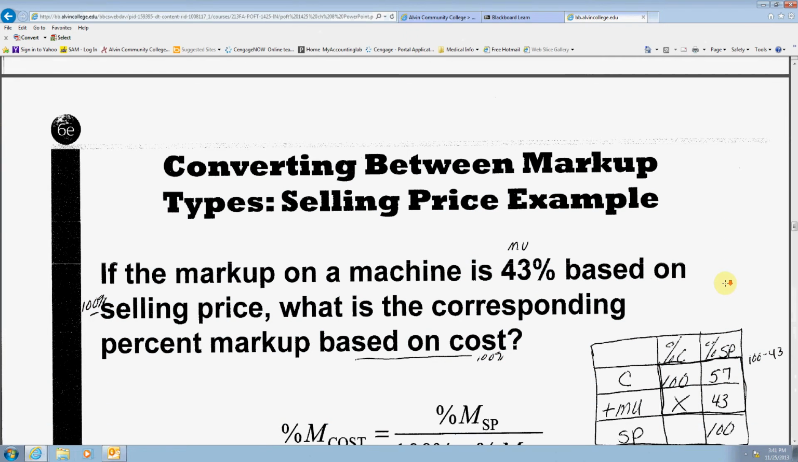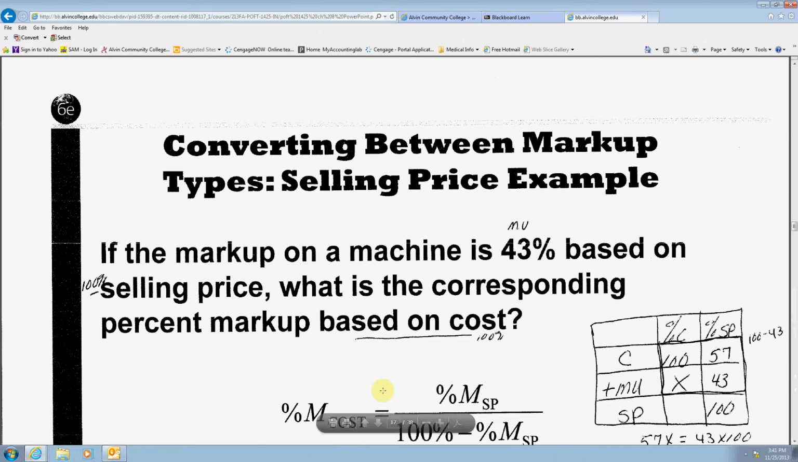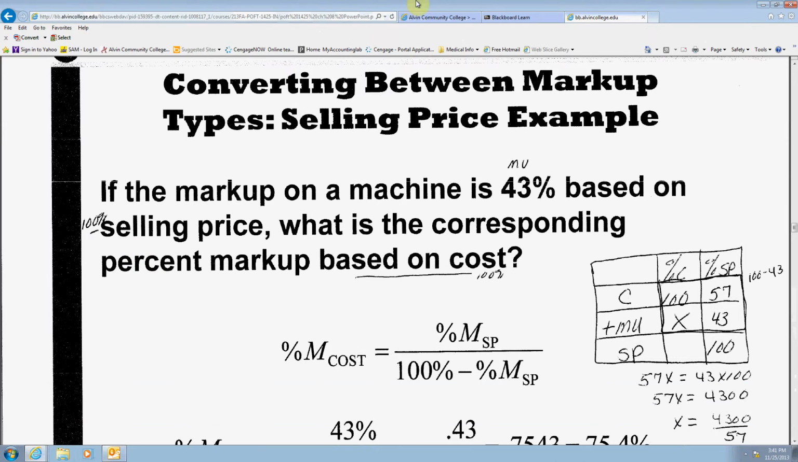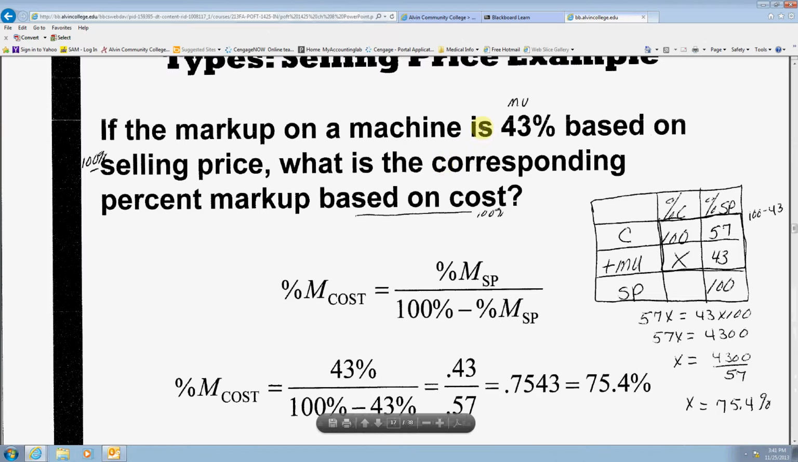Okay, converting between markup type and selling price example. If the markup on a machine is 43% based on selling price, what is the corresponding percent markup based on cost? So our formula is percent of markup on selling price divided by 100% minus the percent of markup on selling price. So we have 43%, 100% minus 43% is 57%, and we get 75.4%.